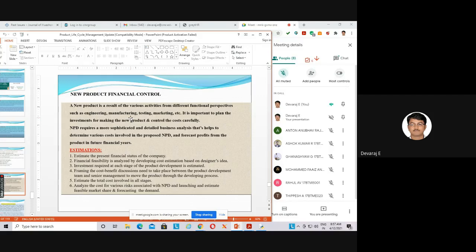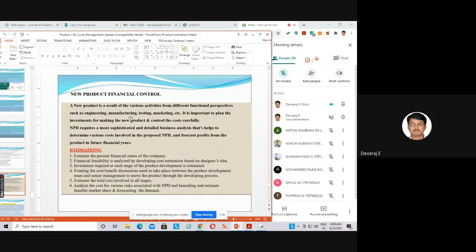Then analyze the cost for various risks associated with NPD, that is new product development, new product design and launching, and estimate feasible market share and forecasted demand. So this also is very important. Analyze the cost for various risks associated with NPD, new product design. So you should analyze how much cost we are investing in the design process. The designing process is very important to analyze for a new product.